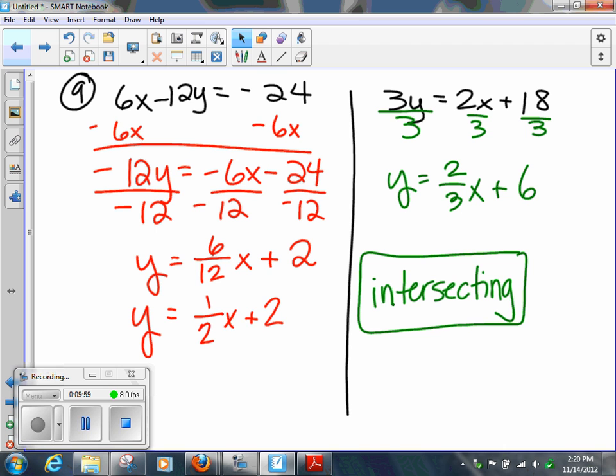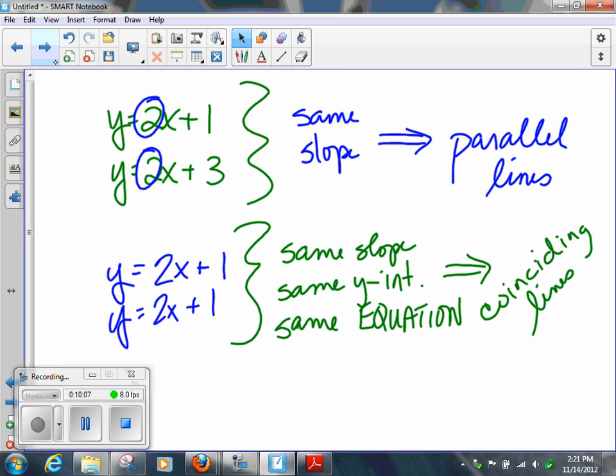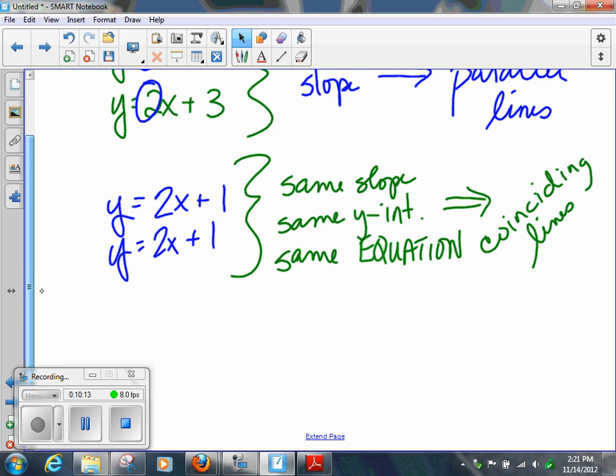So parallel is when everything's the same. What is this, folks? Parallel is when, Kevin? Same slope. I want you to look at that again. Intersecting has nothing in common. Let's write that down.